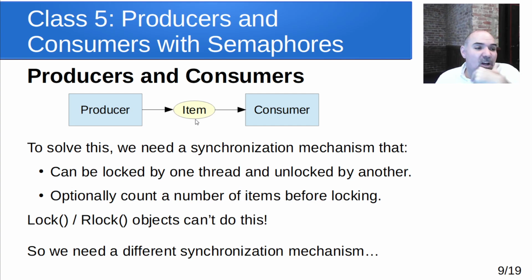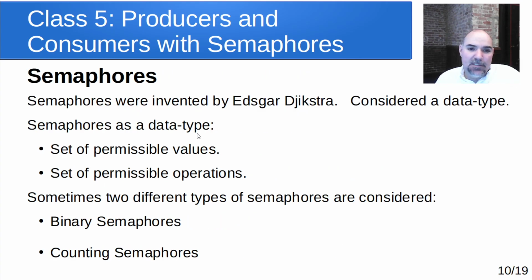So Lock and RLock objects can't do it because of the restriction that it has to be the same thread that unlocks it as the one that locked it. So we need something different. And that brings us to this concept of an object type called semaphores. Now they're going to look sort of like locks in the way that we use them, but they have a couple distinct differences. Semaphores were invented by a Dutch computer scientist, a very famous computer scientist named Edsger Dijkstra.